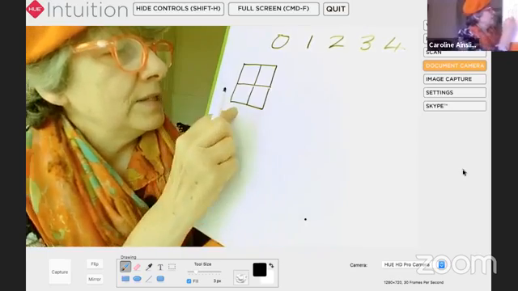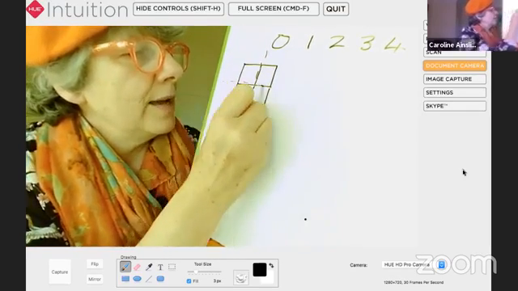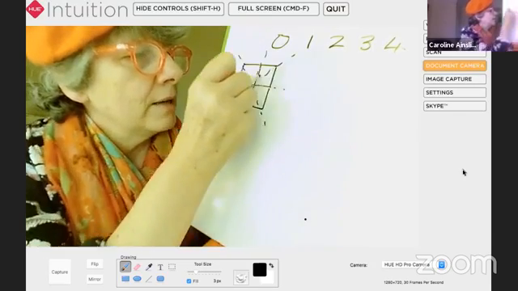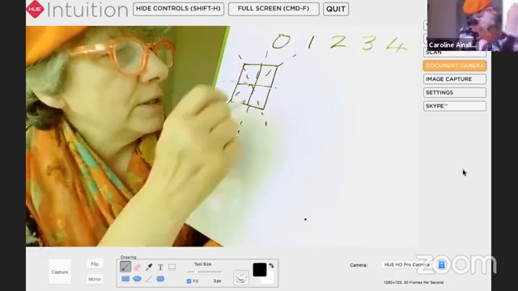So 0, does that have symmetry? Well, it's got a line of symmetry there, it's got a line of symmetry there, it's got a line of symmetry there, and it's got a line of symmetry there. There you go. Those are lines of mirror symmetry.